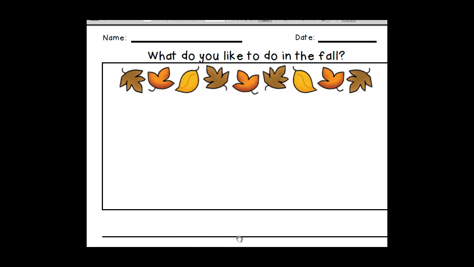So there are three different levels your child can do. They can write independently. You can start the sentence, "In the fall, I like to blank," and have them write the last part by themselves. Or they dictate the sentence to you. You write it somewhere and then they copy it on their page. So that is kind of what we're looking for as a kindergarten team.